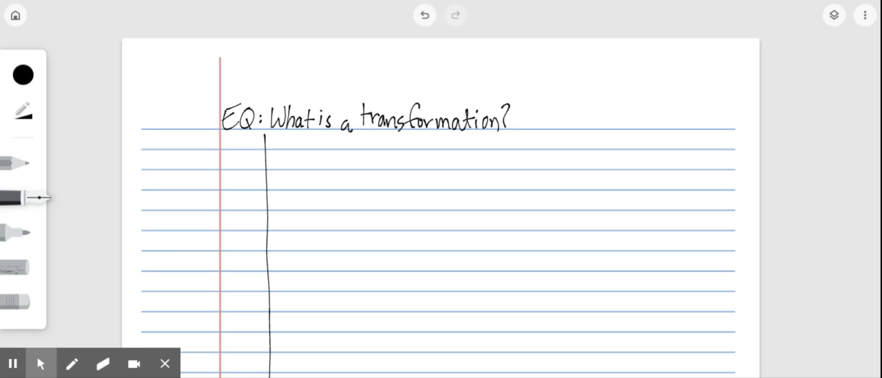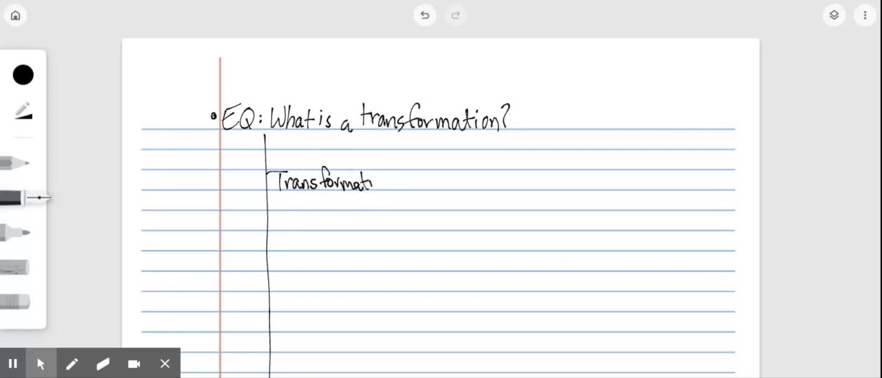All right, so today we're talking about transformations. Just an introductory. It's not going to be super complex or anything. I just want to go over some vocab. So our essential question today is, what is a transformation? We'll just start off with that vocab.